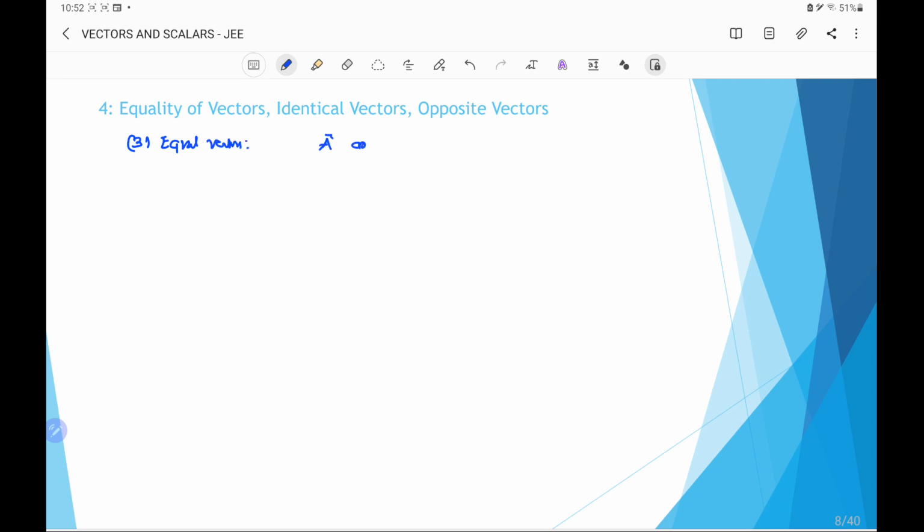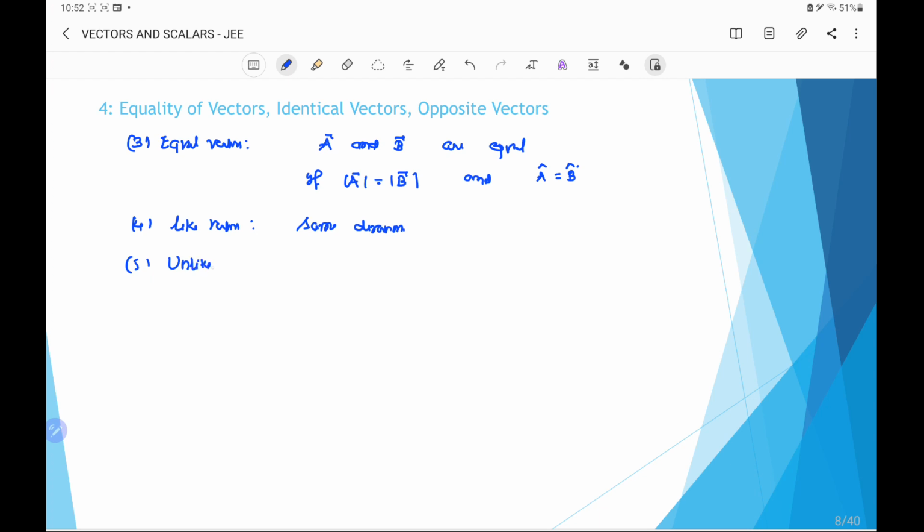Equal vectors. Vectors A and B are equal vectors if they have the same magnitude, that is, magnitude of A is equal to magnitude of B, and direction is also the same. Like vectors are the vectors which have the same direction. Similarly, unlike vectors are the vectors which have opposite directions.